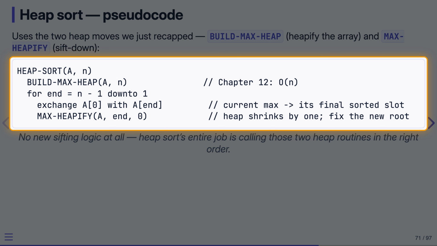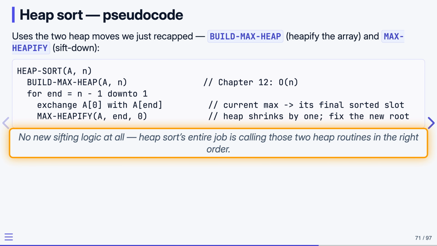Let's read the pseudocode. Heap sort first calls build max heap, which arranges the whole array into a max heap in big O of n, that is the build max heap move we just recapped. Then the loop runs from n minus 1 down to 1. Each pass swaps A at index 0, the current maximum, with A at index end, its final sorted slot. Then max heapify fixes the new root over the heap that just shrank by 1. Notice there is no new sifting logic at all. Heap sort's whole job is calling those 2 heap routines in the right order.